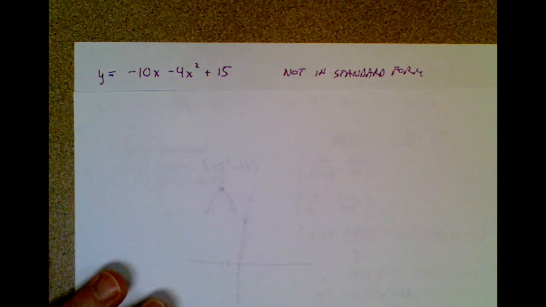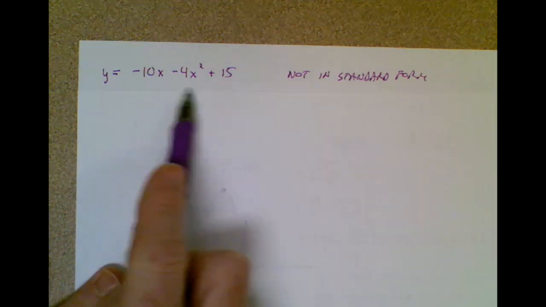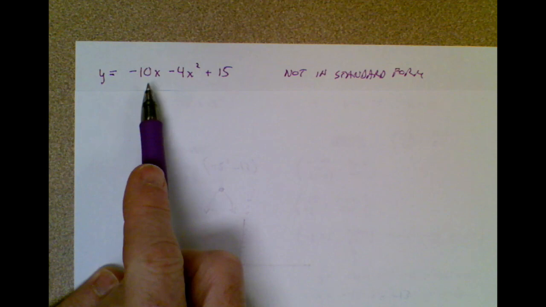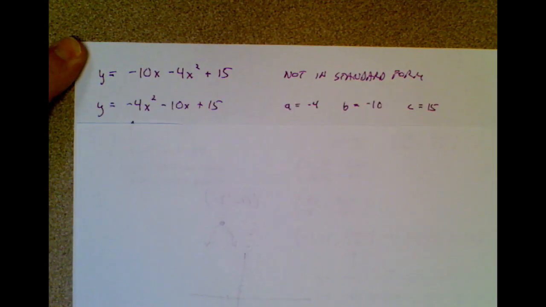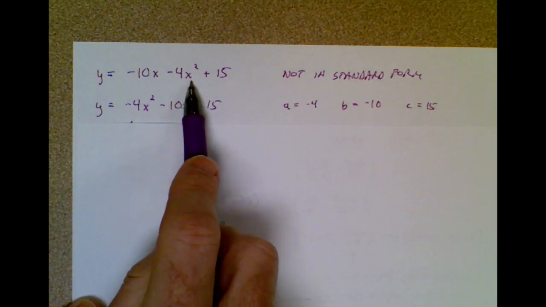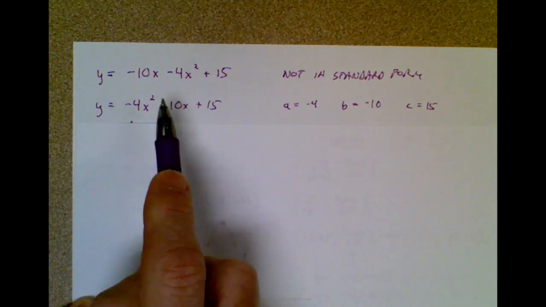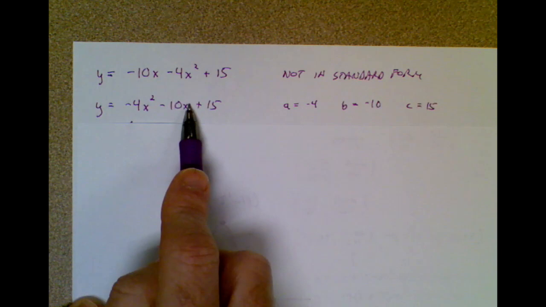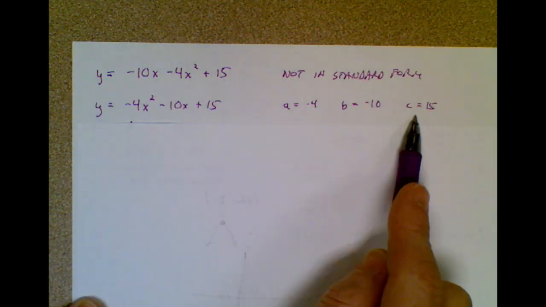One final example, and it might be smart for you to work this by yourself. Here's my original equation, and before you get going on your own, I would say, hey, that thing's not in standard form, so you're going to want to rearrange it. This term needed to be in front, and this term needed to be second, so that we go greatest exponent, next greatest exponent, no exponent. Now we know our A, B, and C.